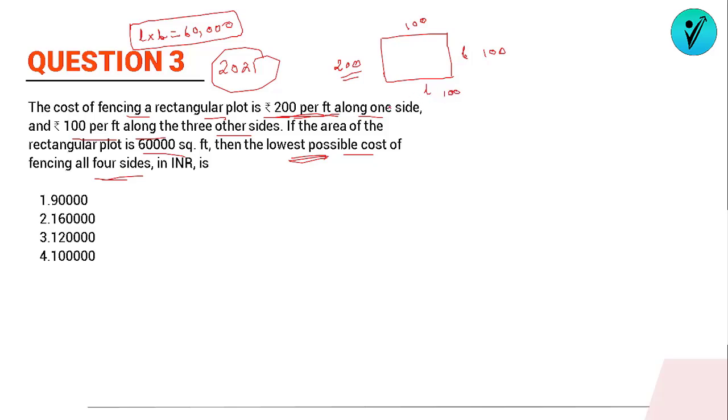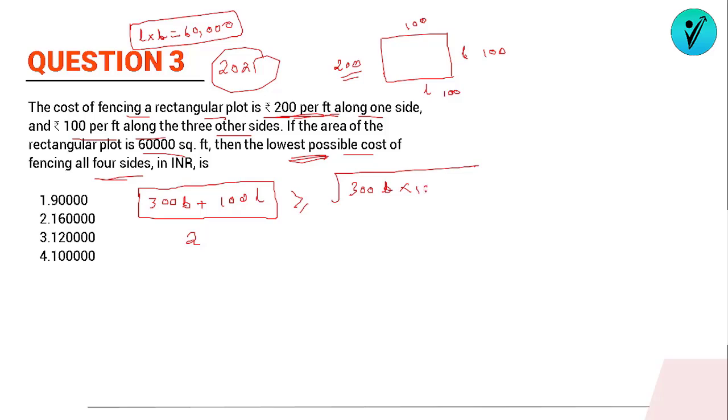So what will be the total rate? If suppose this is B, the total will be 200 B and 100 B, so total 300 B plus this is 100 L and this is 100 L. So this is the value of total cost and we have to minimize it. So what can be the minimum value of it? Again we'll be using the same concept. The arithmetic mean will be greater than or equal to its geometric mean. So that will be 300 B into 100 L. Now since length and breadth can never be negative, we'll not be keeping the negative value.